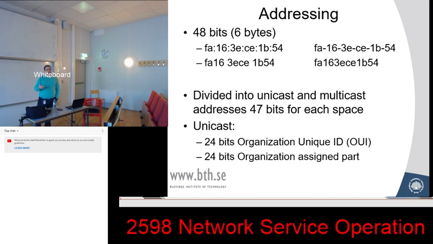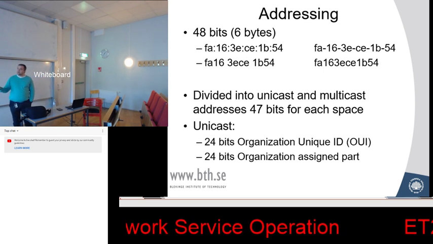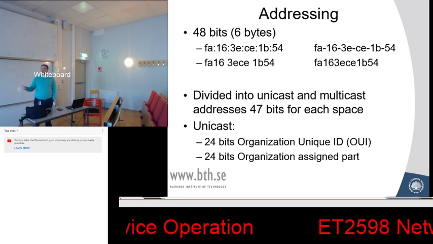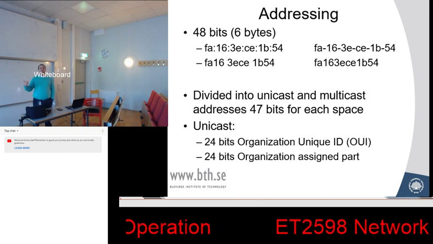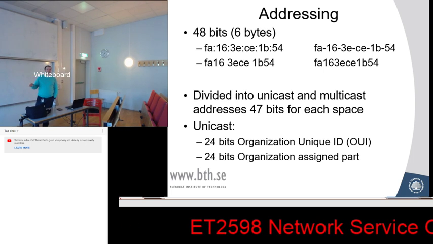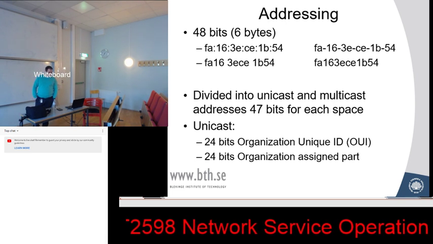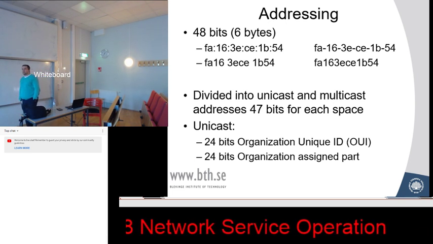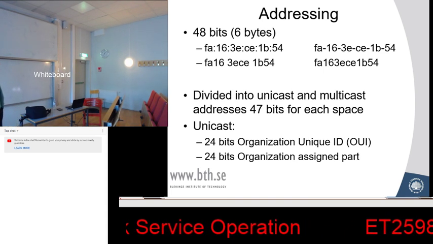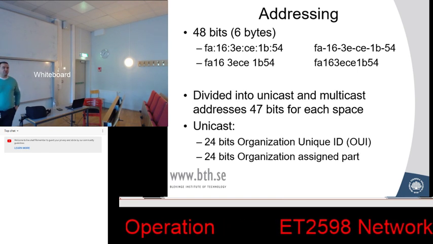Now, to make things even more segmented, the unicast address is divided into two chunks. You have 24 bits that are used for the organizational unique ID, and then 24 bits that are assigned by the organization. Now, why do you think this is important? Of course, it's for communication.